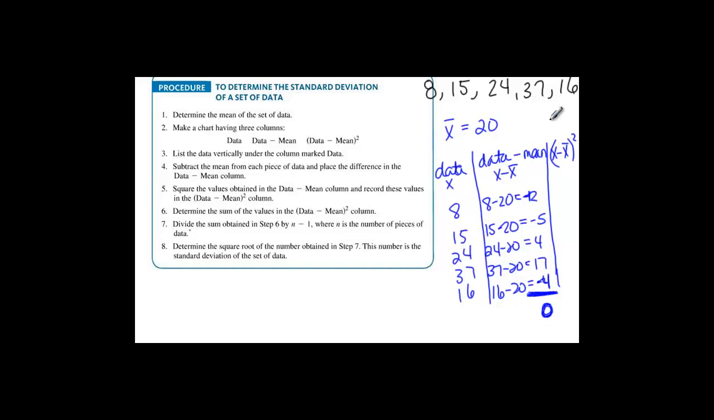Okay, the next column, we take the result from the second column and we're going to square each one of those. So x minus x bar is what we calculated already. Let's square each one. This one would be negative 12 squared is 144. This column will produce only positive numbers since we're squaring each piece. Negative 5 squared is 25. 4 squared is 16. 17 squared is 289. And negative 4 squared is going to give you a positive 16.